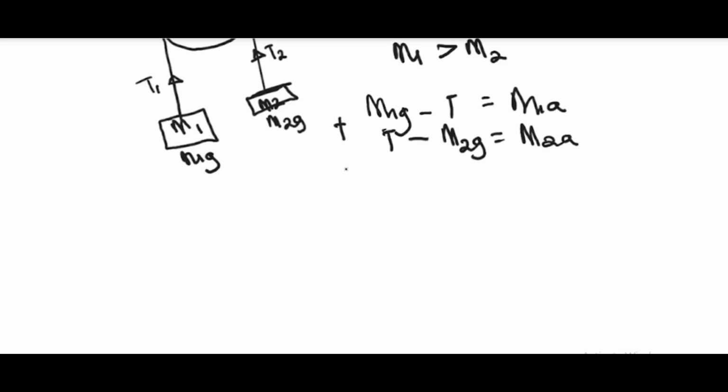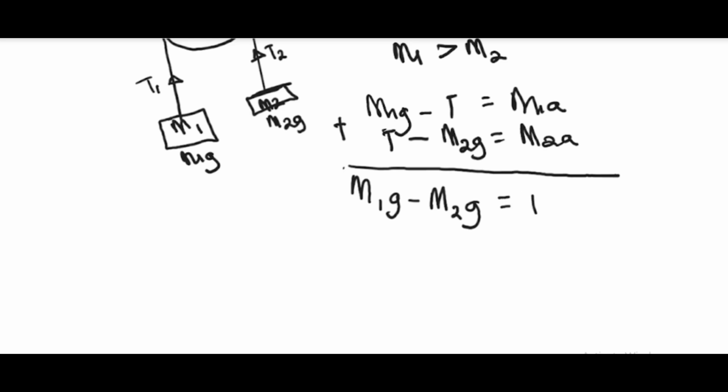Moving forward, if I add these two equations, M1G minus M2G, and minus T plus T gives me 0, will be equal to M1A plus M2A. G is common here, and A is common here.